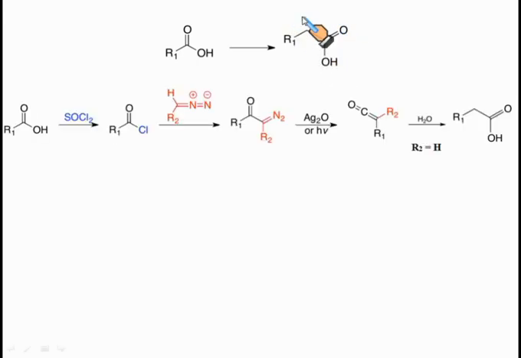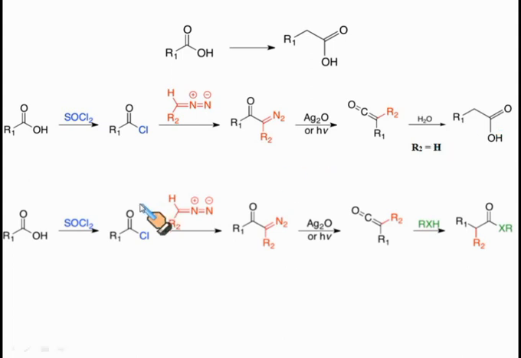First this carboxylic acid is treated with SOCl2 and forms this compound, which is then treated with diazomethane. Here when R2 equals hydrogen, the diazo compound becomes a diazomethane and it generates this compound, which is then treated with silver oxide or on photolysis generates ketene. When this ketene is treated with water, it forms the carboxylic acid, which is a homologous carboxylic acid of the starting carboxylic acid of this process.